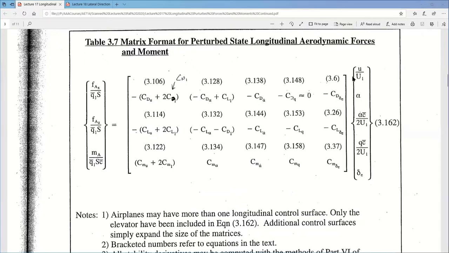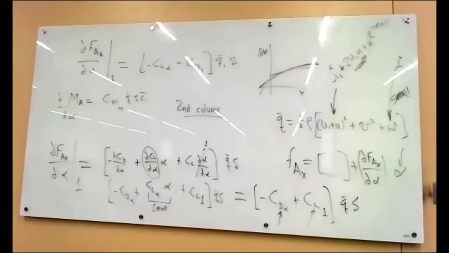So this is a derivative, and we multiply it by u. So this is dFx by du, and then we multiply by u to get the value. So we've already done this column. We've done this column. So now we're getting ready to start on the alpha dot perturbations. So the alpha dot is the lag effect of the downwash, how long it takes to get to the tail.